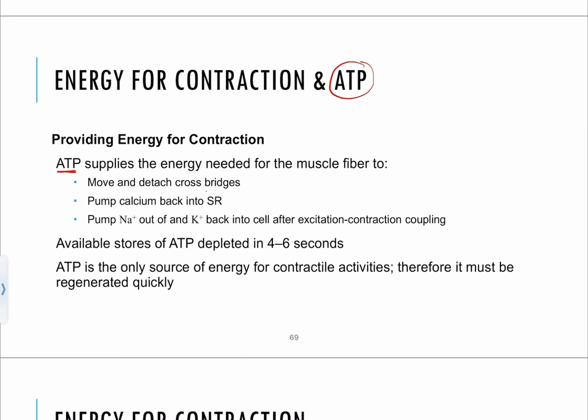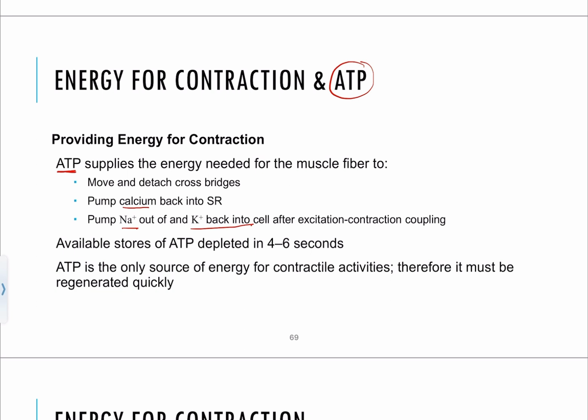I just mentioned that we need it in order to detach those cross bridges formed by the head and the G-actin subunit. We also need ATP in order to pump calcium back into the sarcoplasmic reticulum once muscle contraction is completed so that we don't continue to undergo cross bridge cycling. We also need ATP to pump sodium out and potassium back into the cell, so that sodium potassium pump is active transport, so it does require ATP.